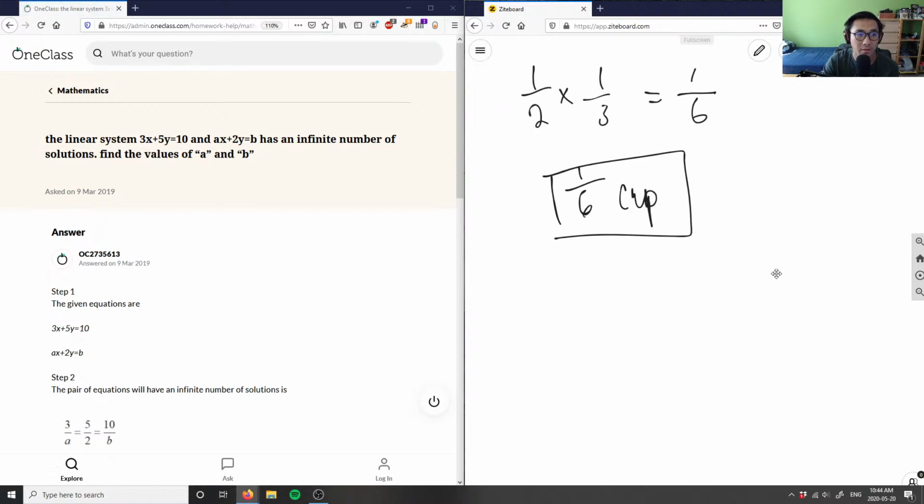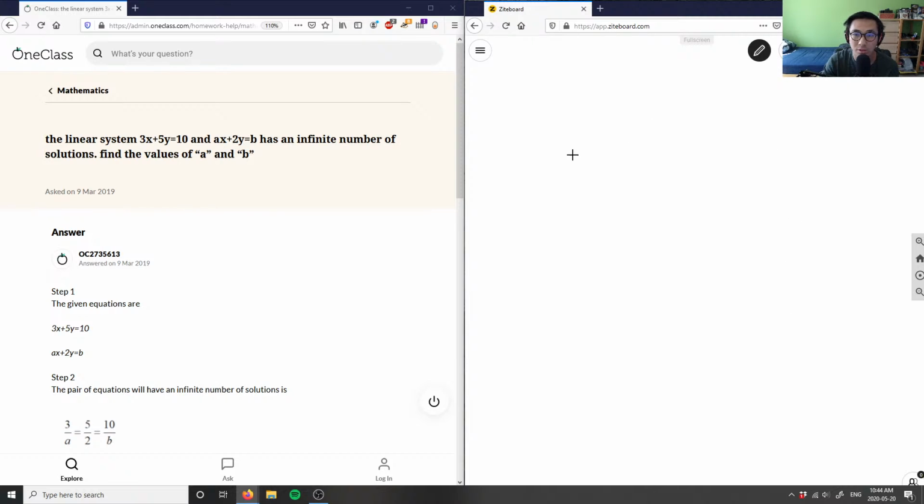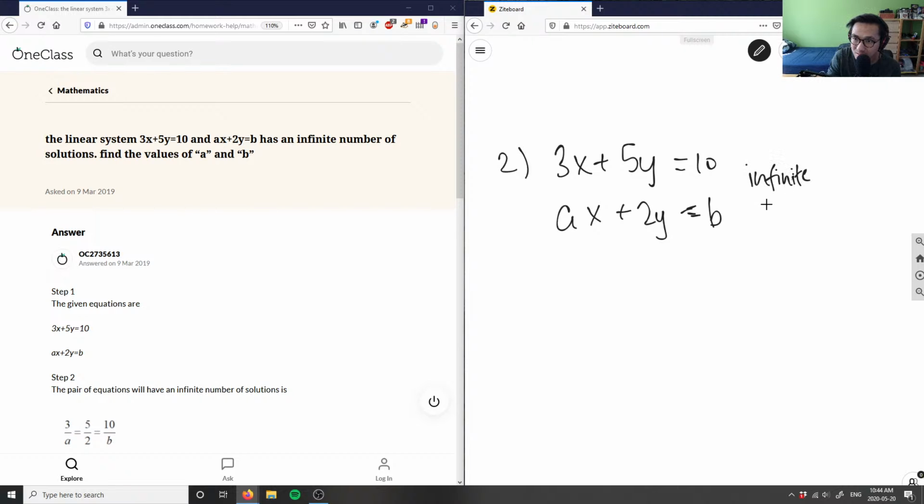Finally, my last question of the day is number 2. So I have a systems of linear equation question. So it says linear system of 3x plus 5y equals 10 and ax plus 2y equals b has an infinite number of solutions. So find the values of a and b.